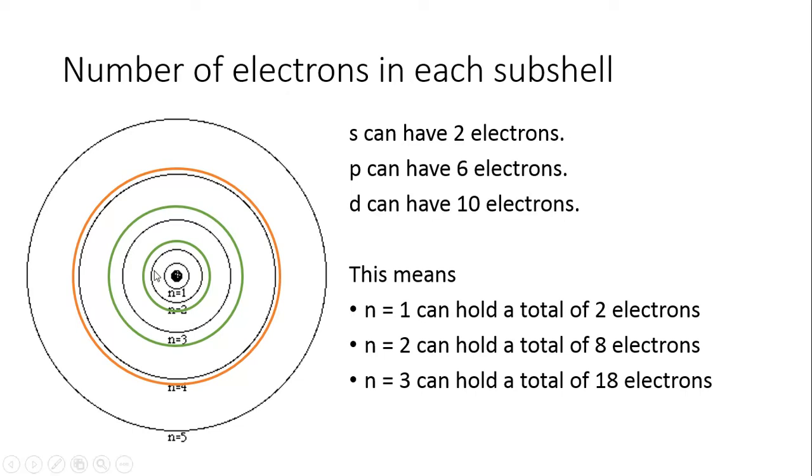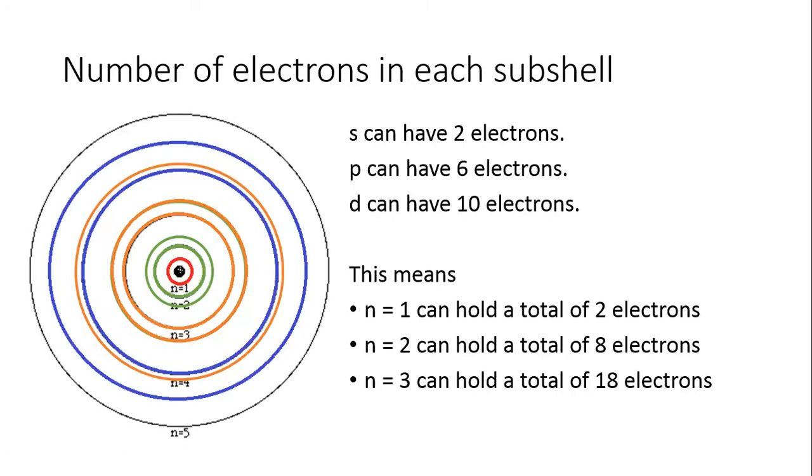So this means that our n equals 1 can hold a total of 2 electrons, because it's just the s subshell. Our n equals 2 can hold a total of 8 electrons, because it's got an s subshell and a p subshell, so that's 2 plus 6. Our n equals 3 can hold a total of 18 electrons, because it's got an s subshell and a p subshell, so that's 2 plus 6, and a d subshell, plus 10, which is 18 electrons.